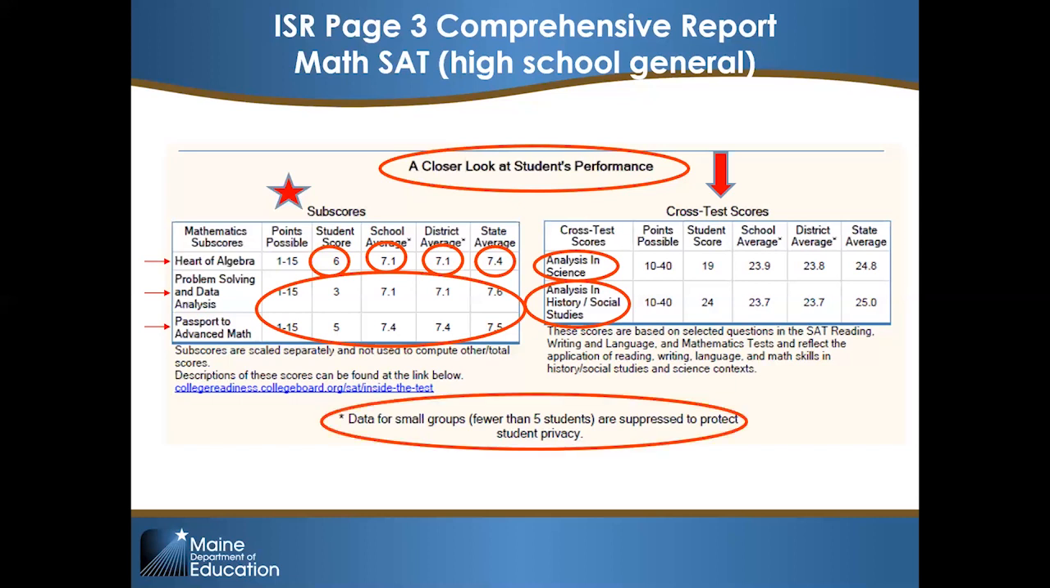Again, if there is an asterisk in any data box, that is because the number is fewer than 5 students, and rules state that data for small groups are suppressed to protect student privacy.